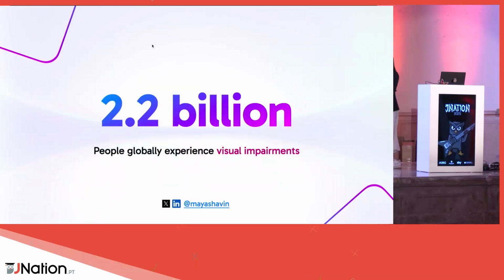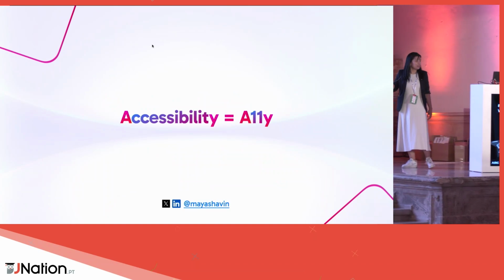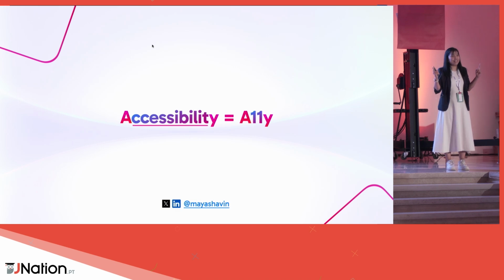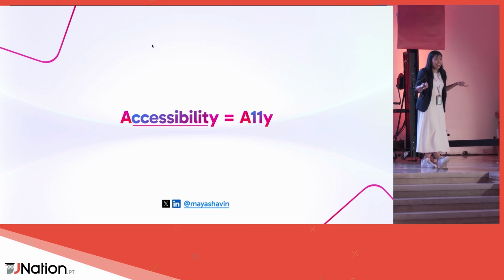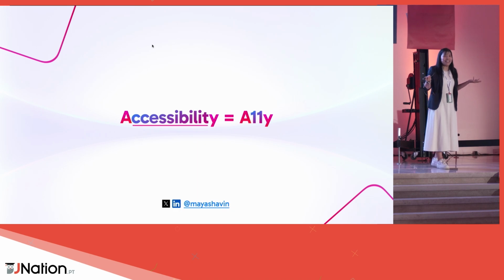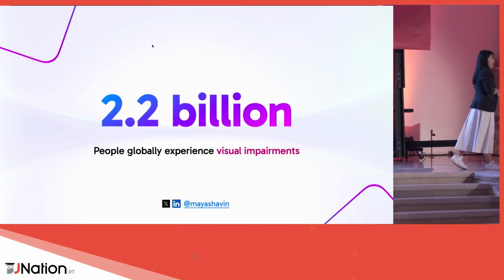Okay, so first and foremost, accessibility means A11Y. Why? Because we have exactly 11 characters between the A and the Y. That's it. So everyone tells you A11Y. Now you understand why it is accessibility.